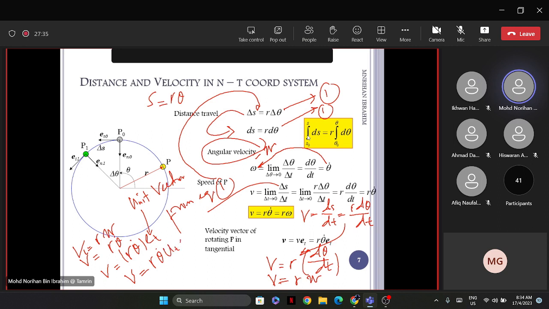It is actually the same thing. The notations eT and uT are the same. It depends on the reference books that we use. Different authors use different notations for the unit vector, but both have the same meaning. Or V is equal to R omega uT for this velocity.